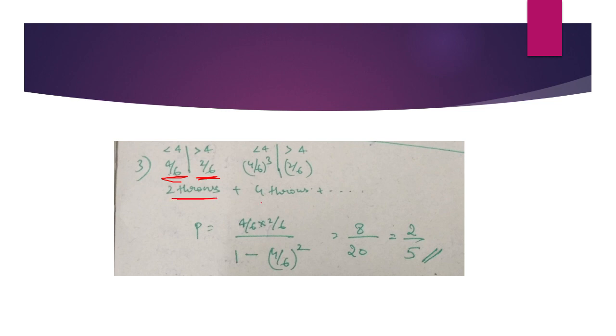If you want it in 4 throws, then less than 4 happens 3 times, and the fourth time is a number greater than 4. And similarly, it goes to an infinite GP. The formula of infinite GP is A by 1 minus R, where the common ratio in this case is 4 by 6 whole square. And this is the first term, which gives us 2 by 5.